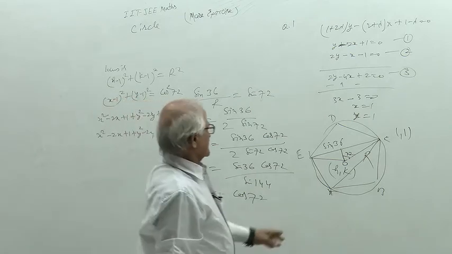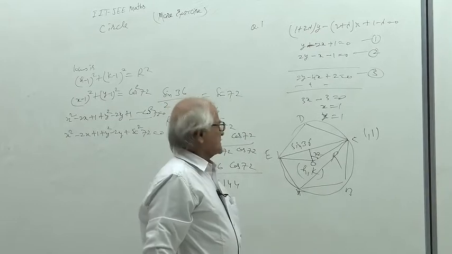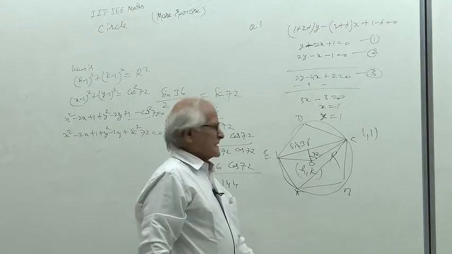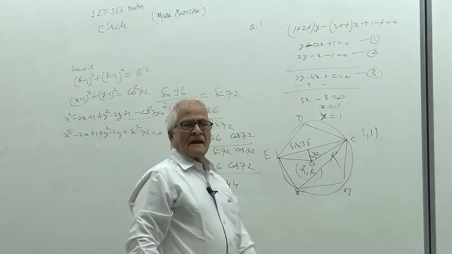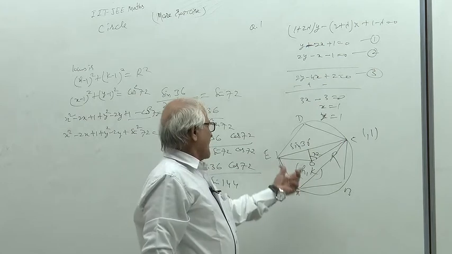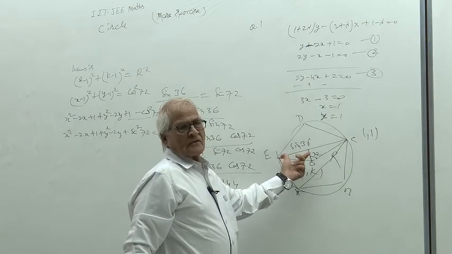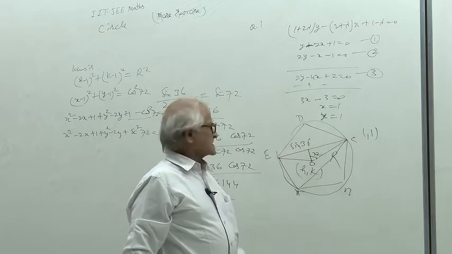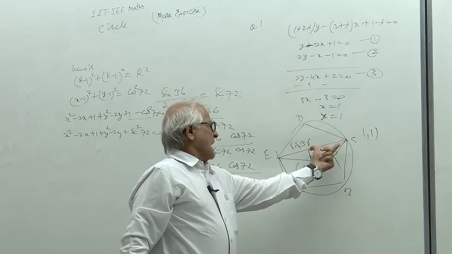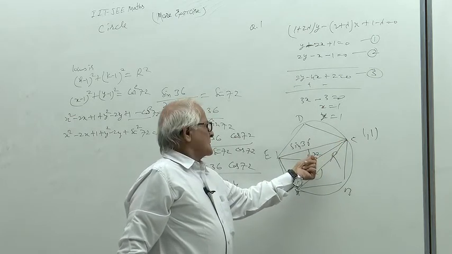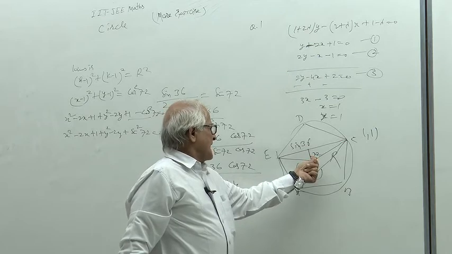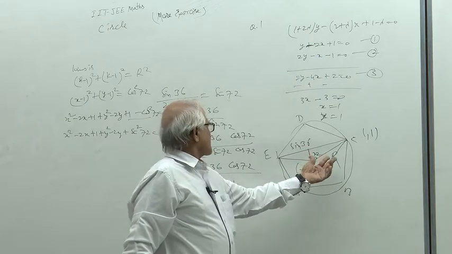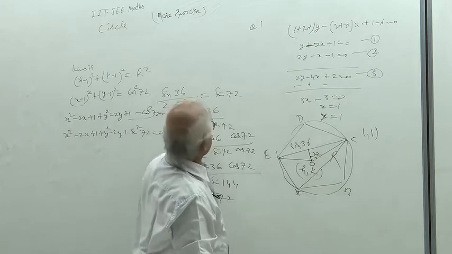Now let ABCD be the pentagon. Let the circle be inscribed. Let HK be the center of the circle. Now we are given EC diagonal equal to sin 36. This is half, and this is the 72 angle. Then we can calculate the value of R by this.